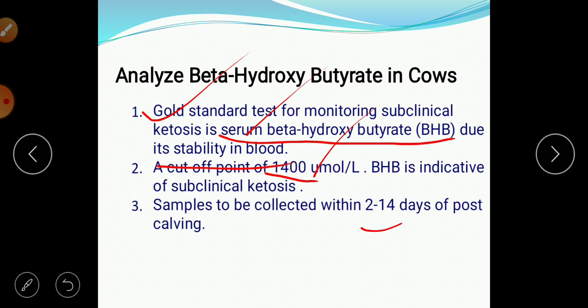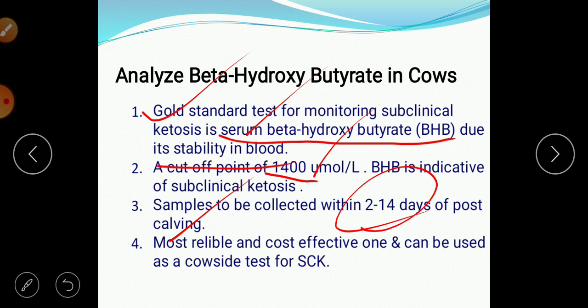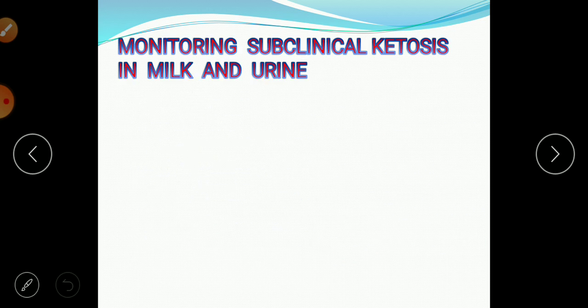We have to collect the blood within 12 to 14 days post calving. In this period the incidence of subclinical ketosis is comparatively more compared to other periods. It is the most reliable and cost effective one. You have to remember that it can be used as a cow side test for subclinical ketosis.